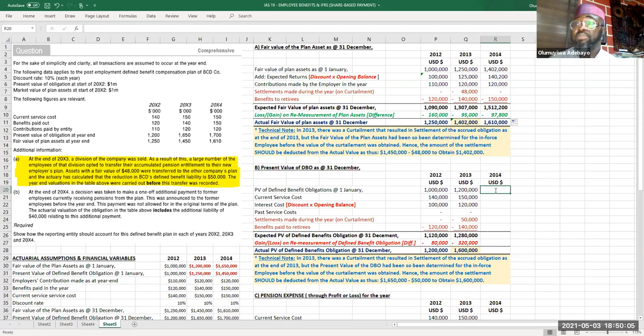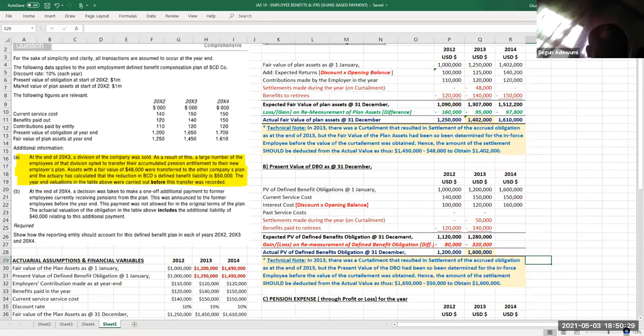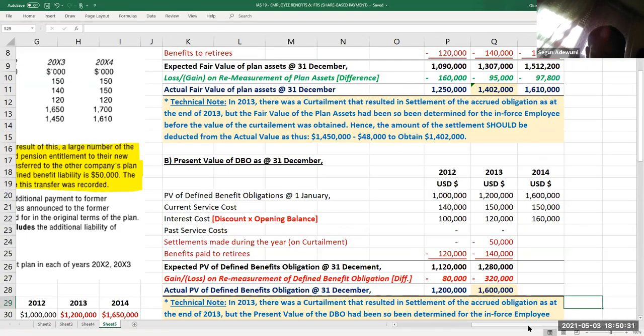Now let's look at our liability. Our closing liability is 1.6. Now our current service cost from the information provided is 150. Our interest cost is based on the discount rate times opening balance at 10%. Our past service cost, can you read information B here, on past service cost? Okay, sir. Can somebody read that? Yes, sir.